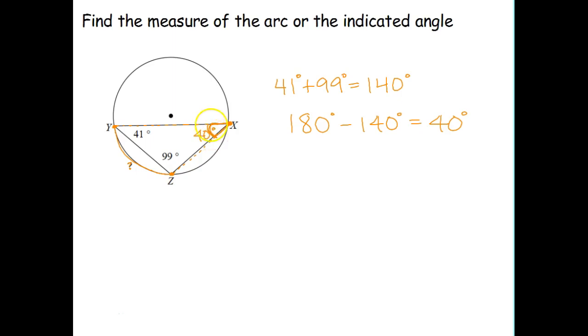Once we know what this angle is, we can use what we know about the relationships between inscribed angles and their intercepted arcs to figure out what this arc is out here. So if we take 40 and multiply it by 2, that will give us the measure of this arc out here, because we know that the arc is twice the size of the angle. So 40 times 2 is equal to 80 degrees. So that means that this arc out here is 80 degrees.